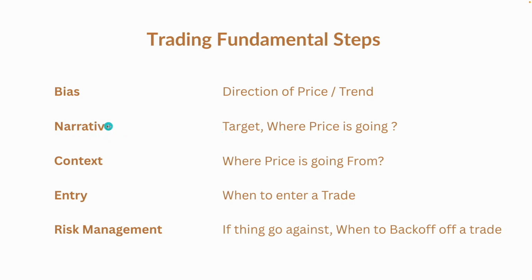That's the narrative. The next important step is finding out the context. What is context? Context is where the price is going from. Narrative is where the price is going to. So this is a target and this is a source. Price is moving from this context to the target, right? Once we know these three steps, the next step is entry, when to enter the market. Now that we have established bias, we have found out the target, the narrative, and the context, the next step is the entry.